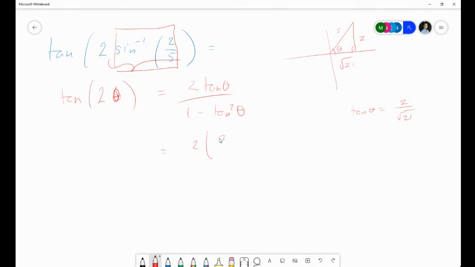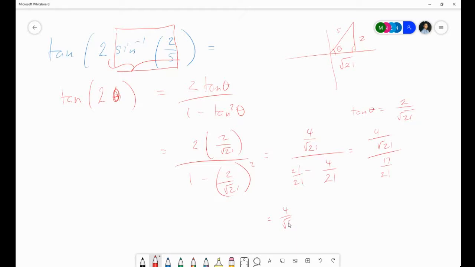So 2 times 2 over square root of 21, over 1 minus 2 over square root of 21 squared. So this is why I didn't rationalize it first, because here you can get rid of that anyway. So up top, you have 4 over square root of 21. On the bottom here, we have 1 minus 4 over 21. So we can combine the denominator by finding a common denominator, by multiplying top and bottom by 21, so we get 21 over 21. So 4 over square root of 21 divided by 17 over 21.